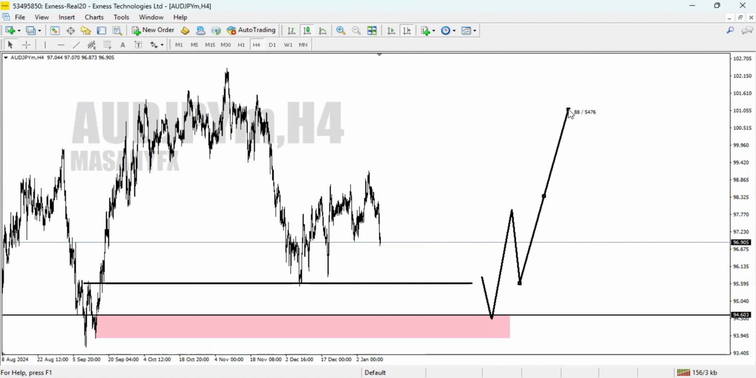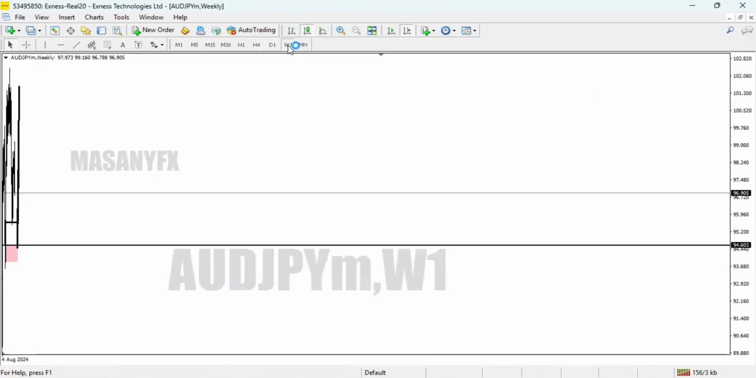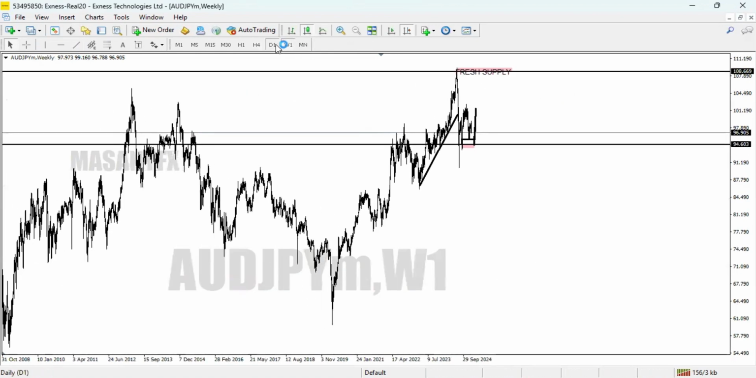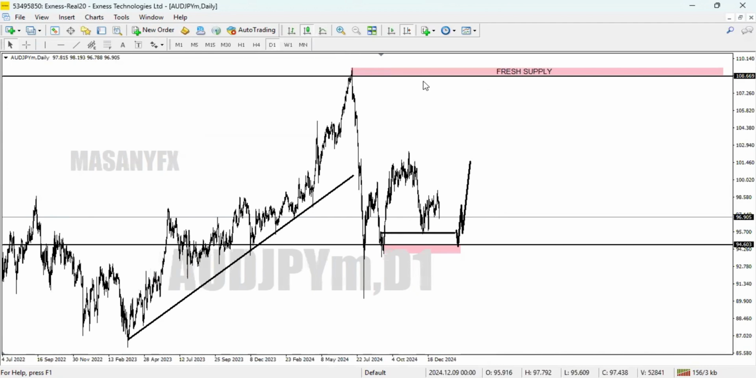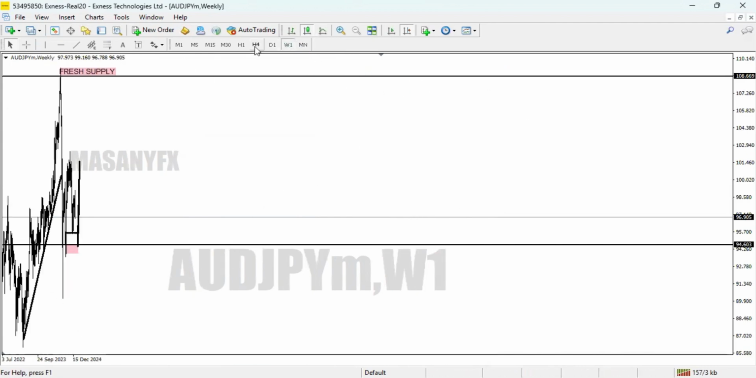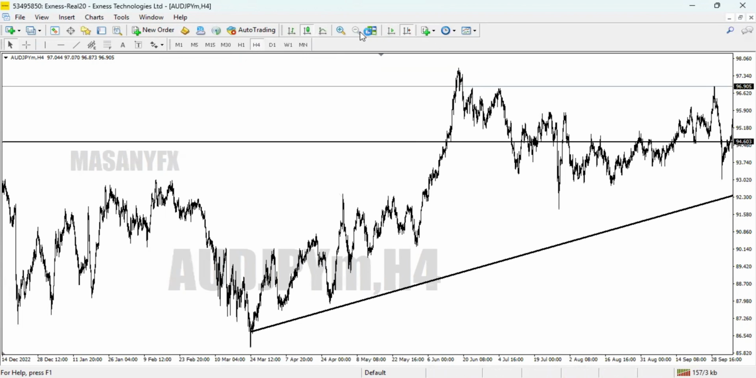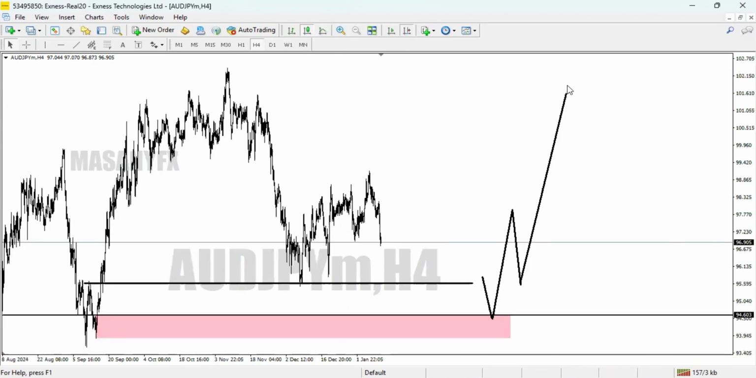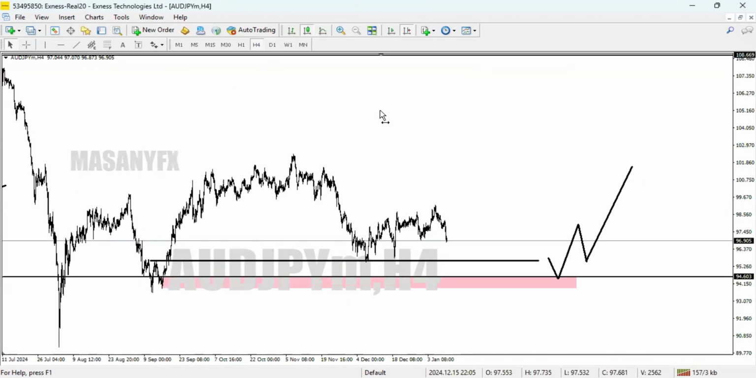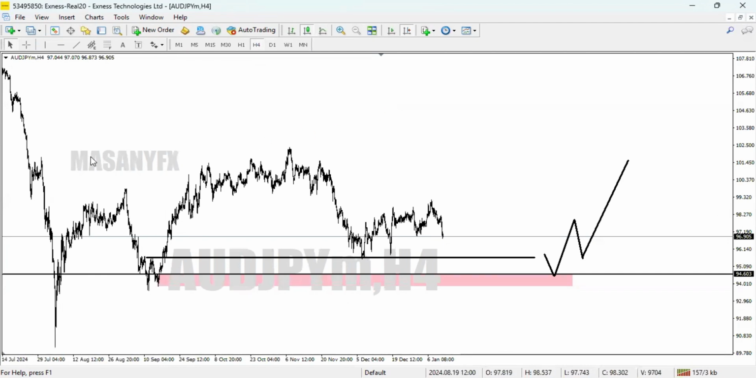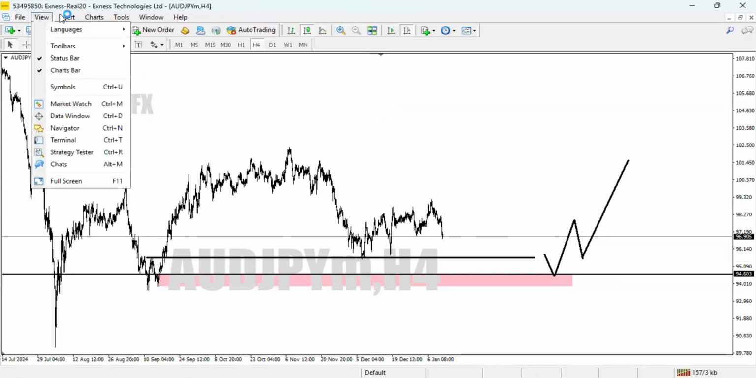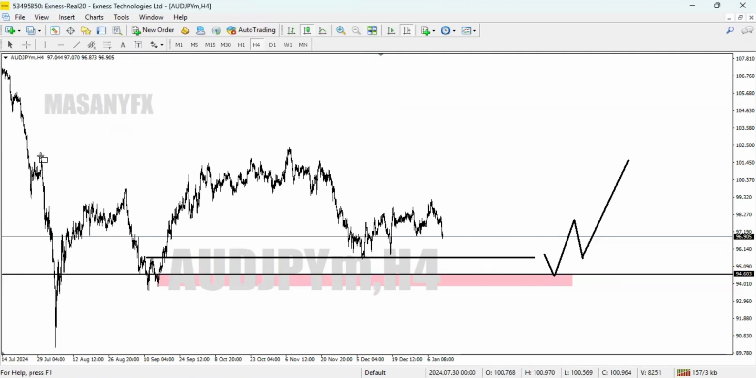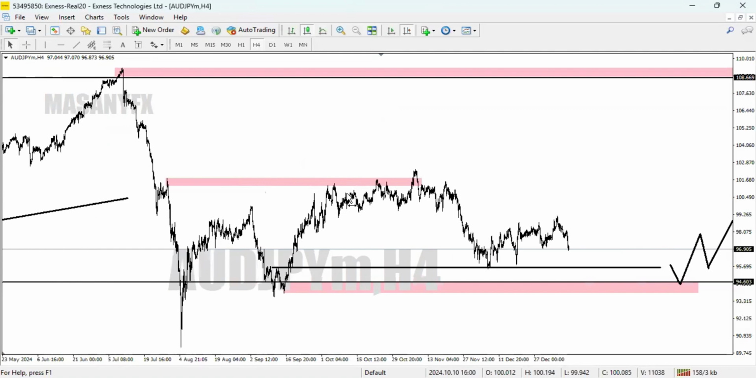Remember where we are going. We are going to that first supply zone that is in a daily time frame or in a weekly time frame. So we are going there with full force. But remember, when the price was still here, it refused to respect this zone.